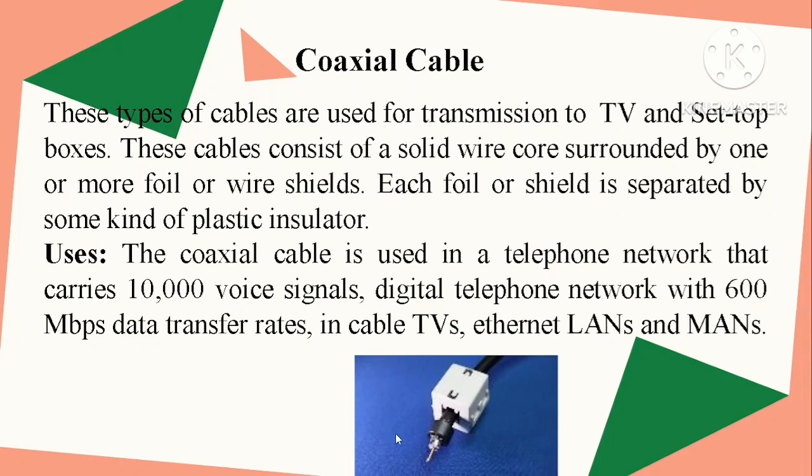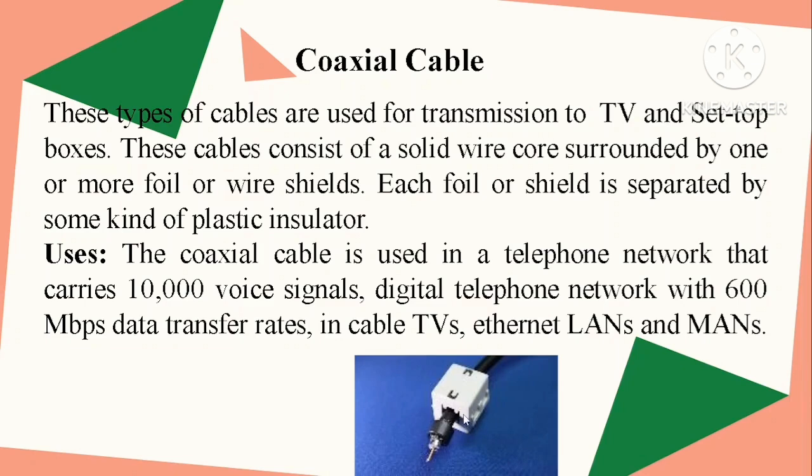I'll give you a simple example. If you check your television, if you have a set-top box or a cable connection, you would have seen this tip. This type of wire is used to connect your television to receive the video and audio signals. So this kind of wire is called a coaxial cable. These cables consist of a solid wire surrounded by one or more foil or wire shields, and each is separated by a plastic insulator.